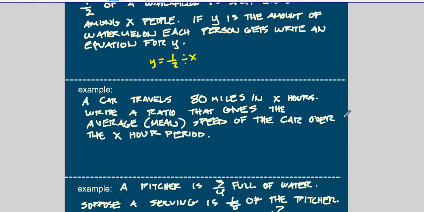So second, a car travels 80 miles in X hours. Write a ratio. Ratio suggests something to something. That's division. That gives the average, called the average or mean speed of the car over the X hour period. So that's going to be 80 over X. That's 80 miles per X hours. 80 is in miles, X is in hours, and that's going to be miles per hour.